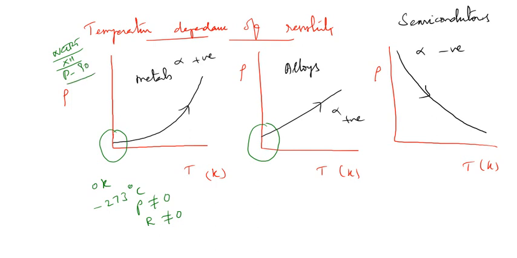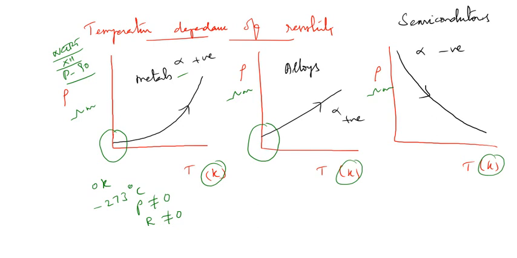Temperature dependence of resistivity. Look at the first graph. Resistivity. Unit of resistivity is ohm meter. Temperature in Kelvin. The first graph says that as temperature increases, resistivity increases. Okay, this is for metals, iron, copper.